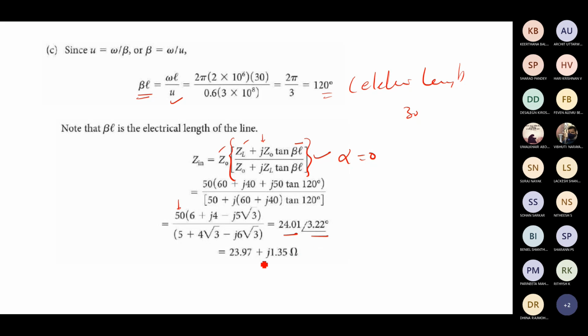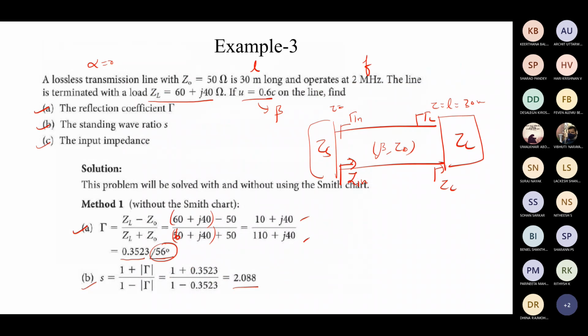Also, you can calculate it as the real and imaginary parts. This is the real term, this is the imaginary part. This is nothing but the input resistance plus j input reactance, which is nothing but Zin. So for a transmission line, once you have defined this, nearly 90% of the problem is solved.